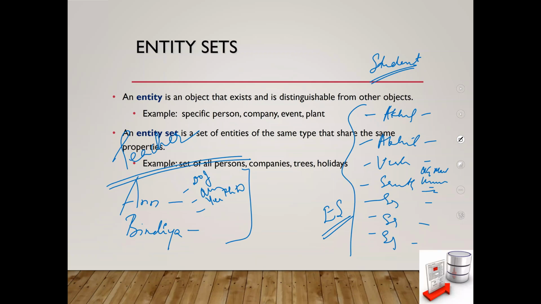So that is why it's written over here, distinguishable from other objects. So for student, the attributes will be completely different from the attributes of teacher. You can think about company, event, plant, product. All of them, you can think of them to be entities.